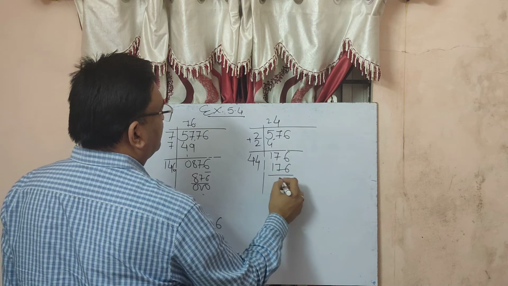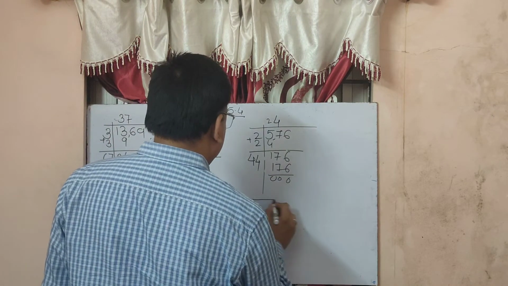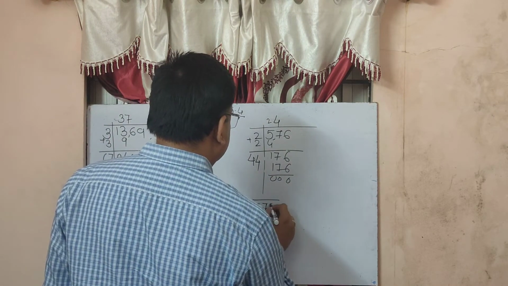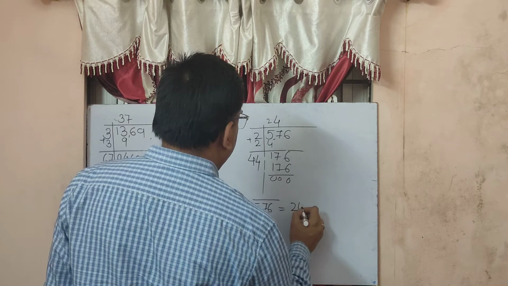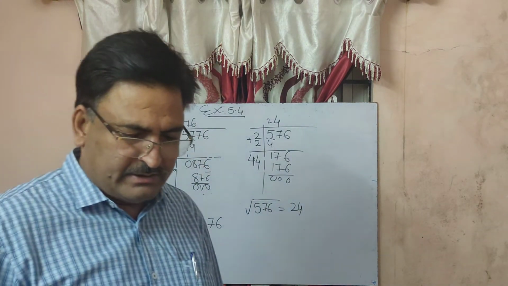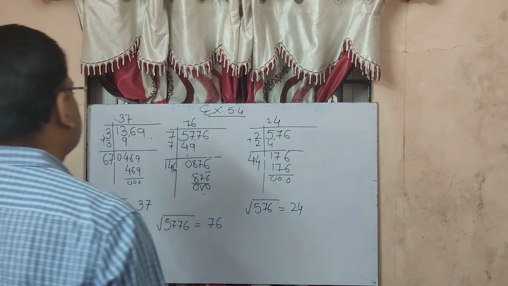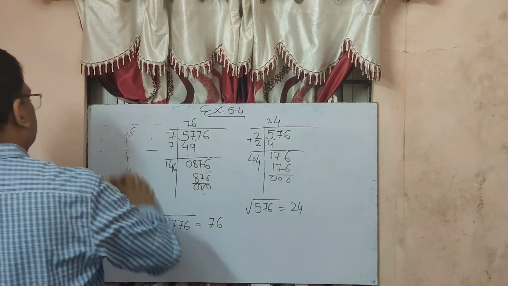44 4s are 176. Therefore, the square root of 576 is 24. So this is the way you have to solve the example. We'll do another example now.